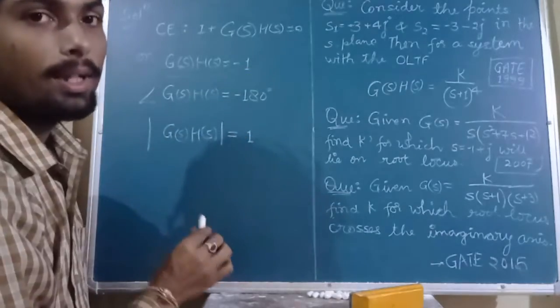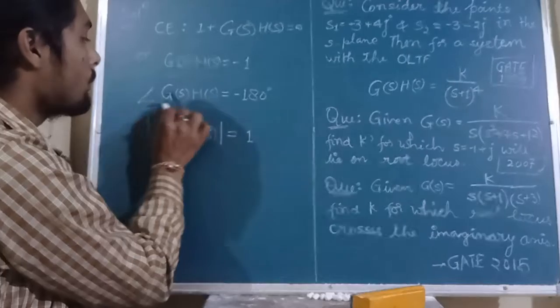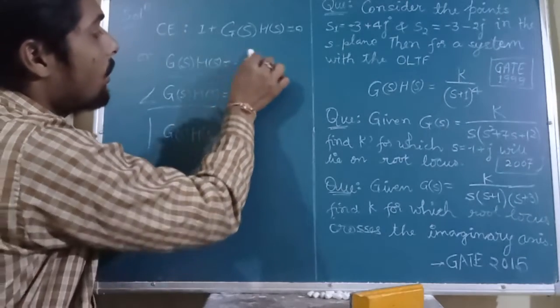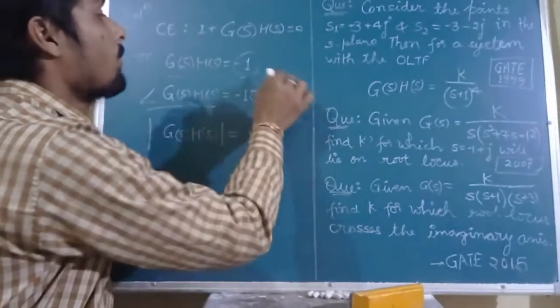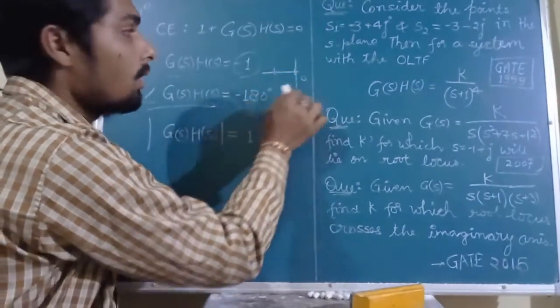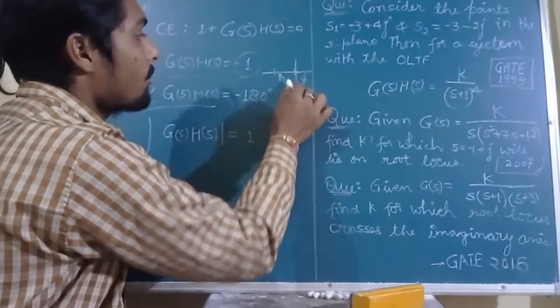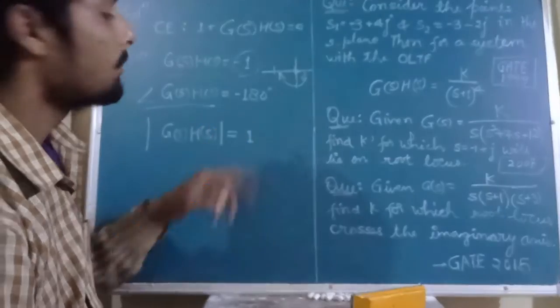= -1, right? Now once we are going to calculate the angle, so angle of GSHS must be equal to angle of -1. What is angle of -1? That is, if this is our origin, -1 will lie here and we calculate that minus pi, right? So we will write -180 degree.